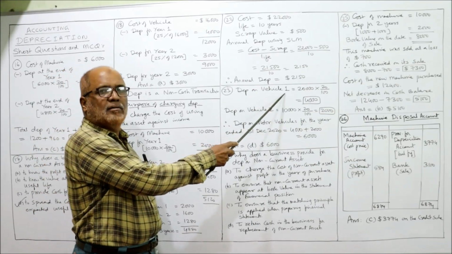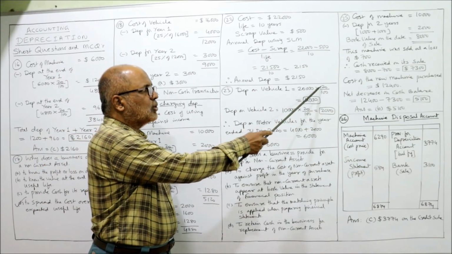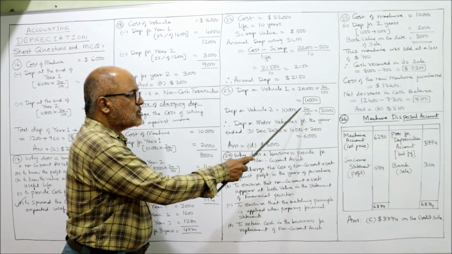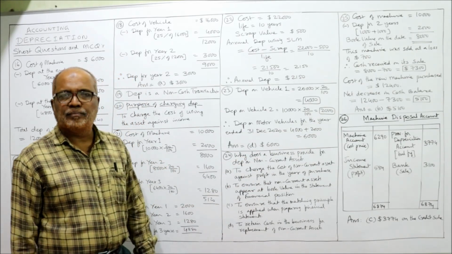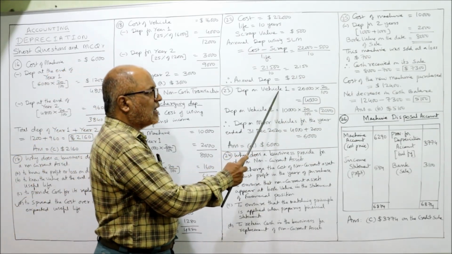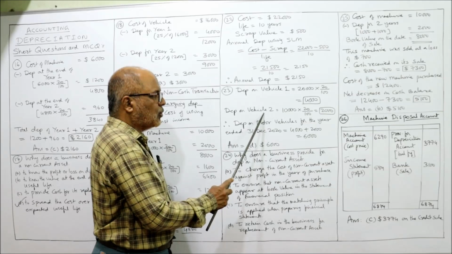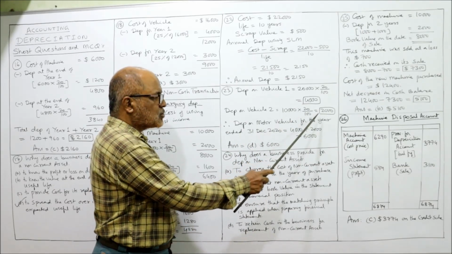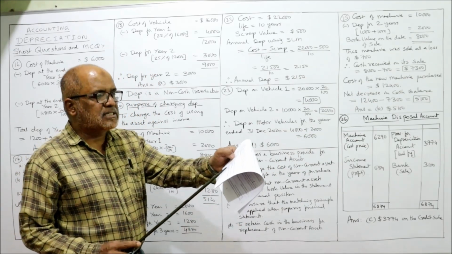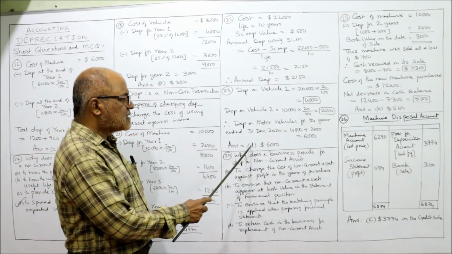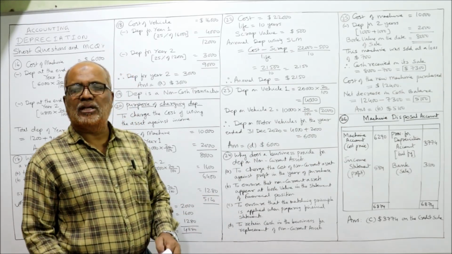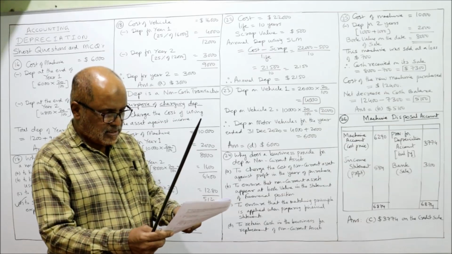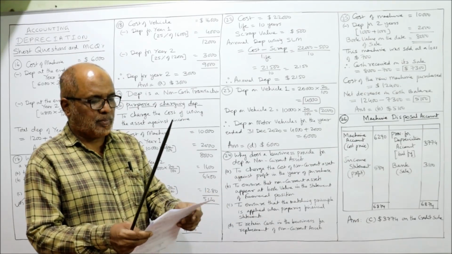Depreciation on vehicle 1. The cost is 20,000 into 20 by 100, 4,000. Depreciation on vehicle 2, 10,000 into 20 by 100, 2,000. So depreciation on motor vehicle for the year ended 31st December 2020 is 4,000 plus 2,000, 6,000. The answer is D, $6,000. The 23rd problem completed. Now I am moving on to the 24th problem.